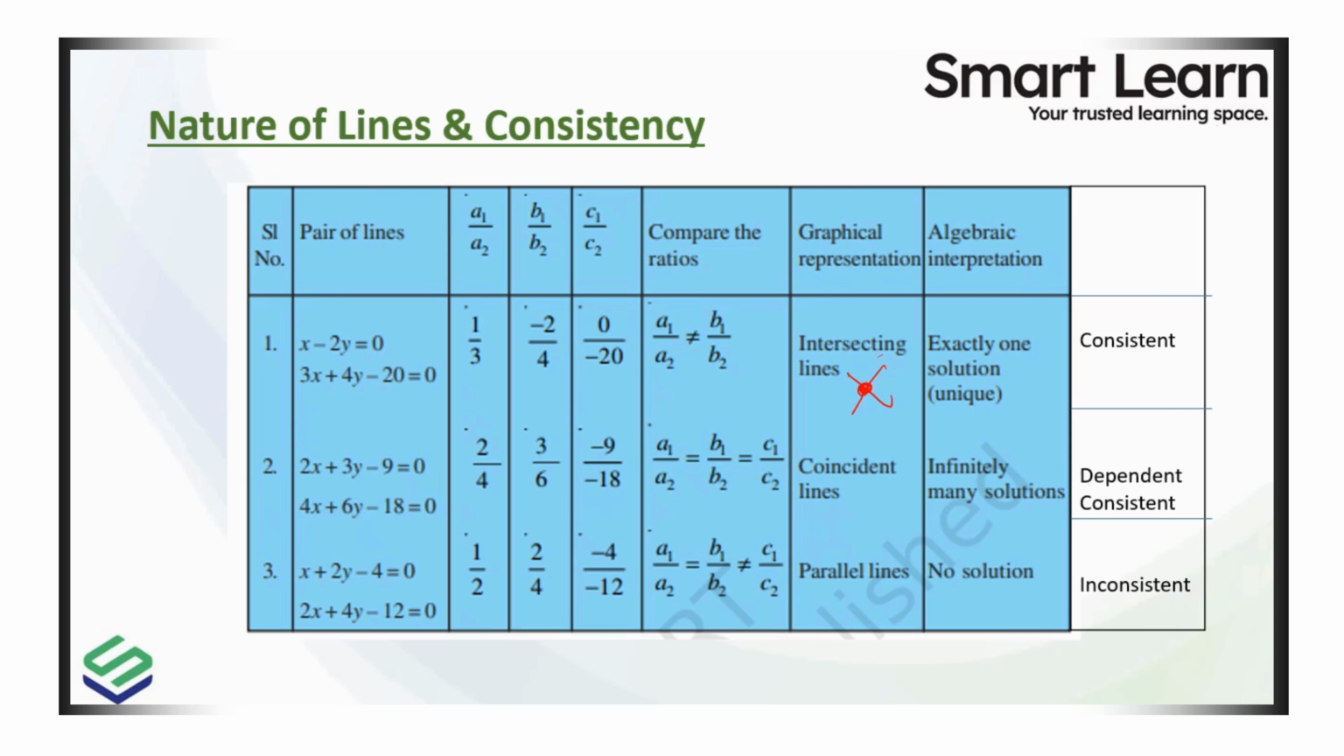If a1 by a2 equal to b1 by b2 equal to c1 by c2, they are coincident lines, one line over the other. They have infinitely many solutions and they are dependent consistent. The third one is a1 by a2 not equal to b1 by b2 not equal to c1 by c2. They are parallel lines, having no solution, and they are inconsistent. This is very important.